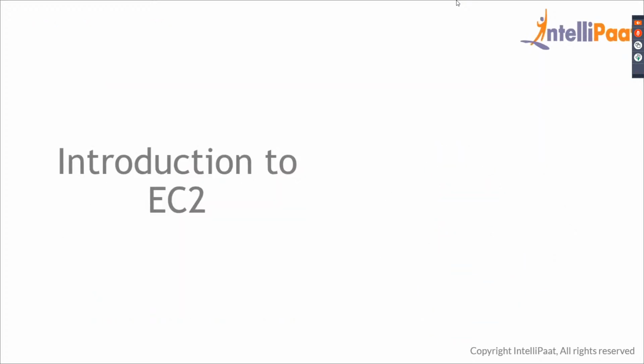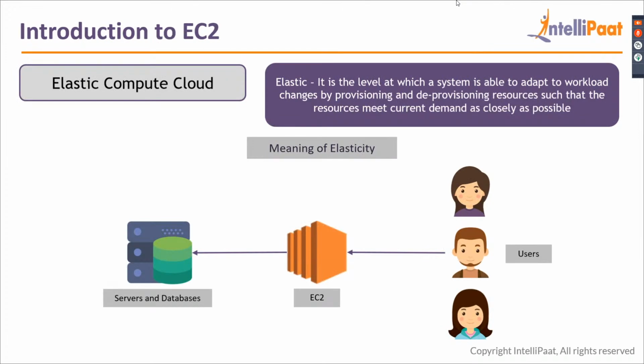Let's look into EC2. First, let's understand what exactly EC2 is, and then I'll show you how to create an EC2 instance. Elastic Compute Cloud is the abbreviation. The word elastic itself shows you that you can have scalability in this compute capacity. EC2 provides both elasticity and compute together, so they've named it Elastic Compute Cloud.